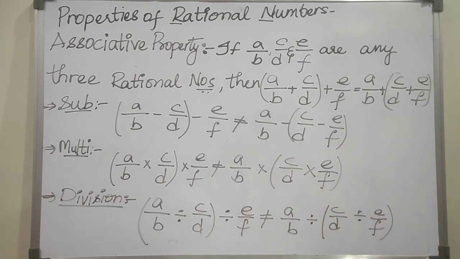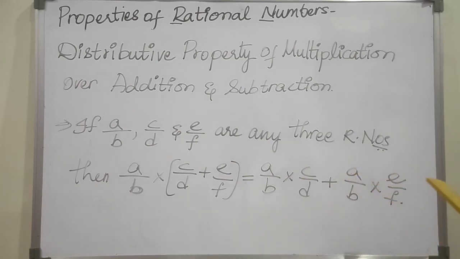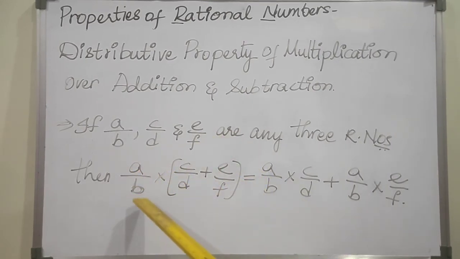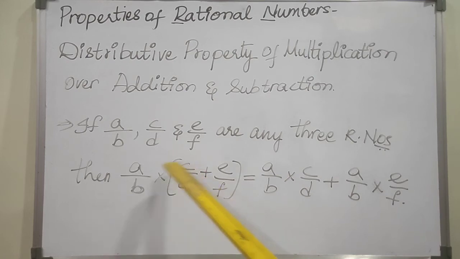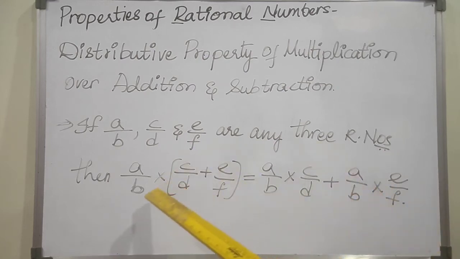Okay, now we shall head on with the distributive property of multiplication over addition and subtraction. If A by B, C by D and E by F are any three rational numbers, then A by B into bracket open C by D plus E by F bracket close is equal to each and every term of this bracket going with this A by B. See here, A by B into C by D plus A by B into E by F. It means it is multiplying with each and every term of this bracket, each and every rational number of this bracket.